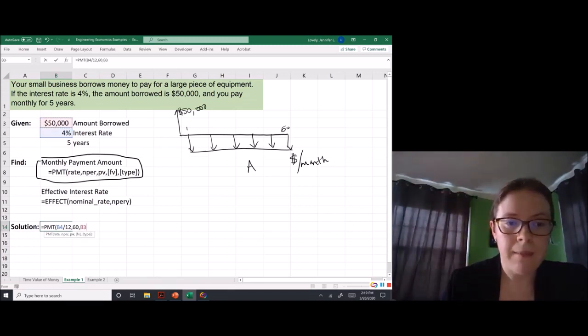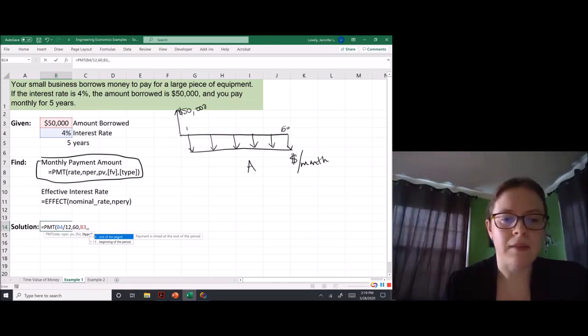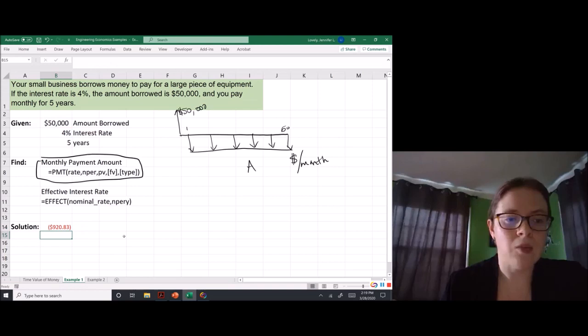And then I'm going to put in 2 commas because we don't need to put in the future value. We don't have one here. And then if I don't put anything for type, then it will assume the end of the period. So the payment is timed at the end of the period. So that's fine. All right, so I end my parentheses and press enter, and then I end up with $920.83.